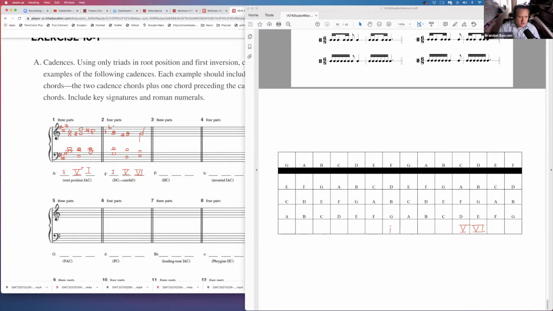B flat, E flat, A flat? Is that right? 3 flats, C minor? For G minor, it's 2. Sorry. B flat, relative major, yep.